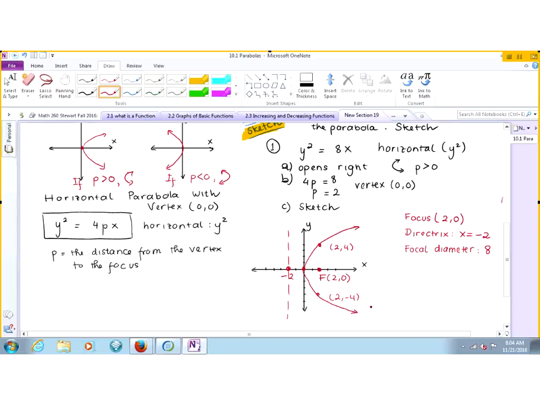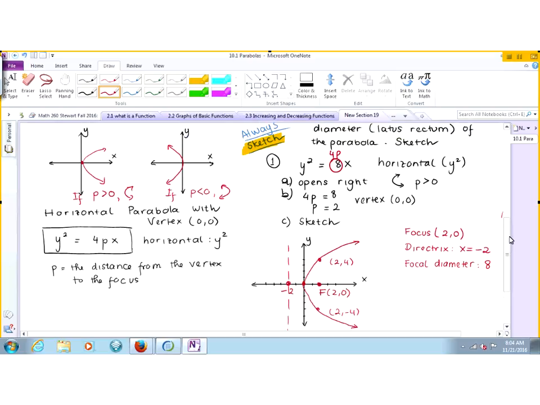Yes, Sandra. The formula is always 4p, so if this is 8, it means 4p is equal to 8. Yeah, that's right. Good question. Did you hear what Sandra asked? This number, is it always 4p? Yes, it is. If 4p is equal to 8, then we can solve for p. Whatever this number is, it's going to be 4p.